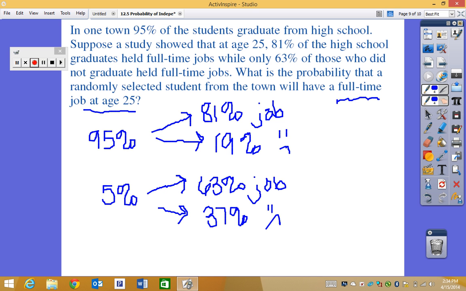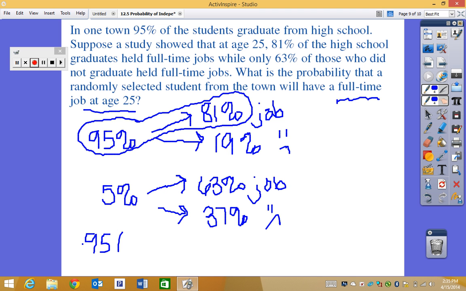So when we take a look at it this way, we want to know the probability that a randomly selected student from the town has a full-time job. So we have 95% and 81%. So we take 0.95 of the 81%, and we add that with the 5% who didn't graduate, but 63% of those have a job as well.